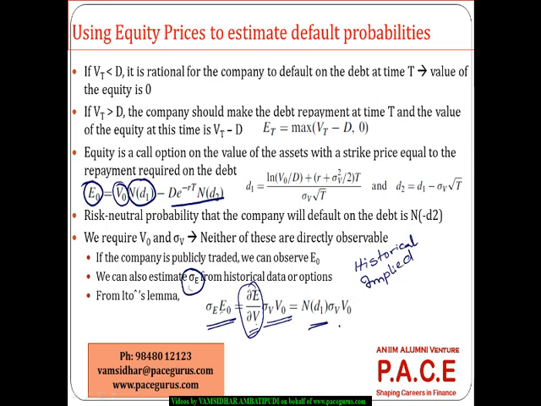So we have one more expression with respect to the equity and V naught as well as the sigma V. And based on these two, I should be able to solve for the values of V naught and sigma V. And based on that, find d2, which will help me in computing the probability of default.